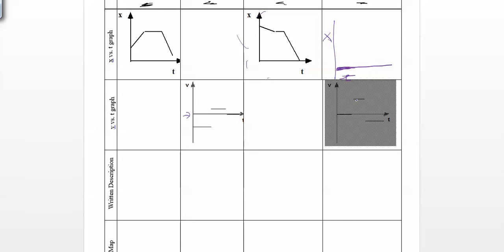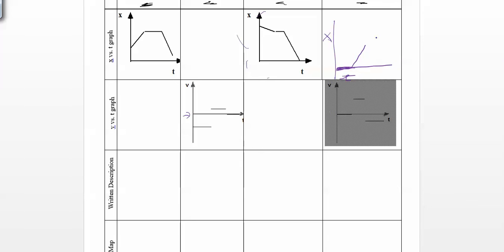Then we have a positive, and it's a pretty high speed, positive velocity. So I'll draw a line that way. And then on this last one, it's a negative velocity, but it's a smaller negative velocity than the first one. There we go. Something like that.